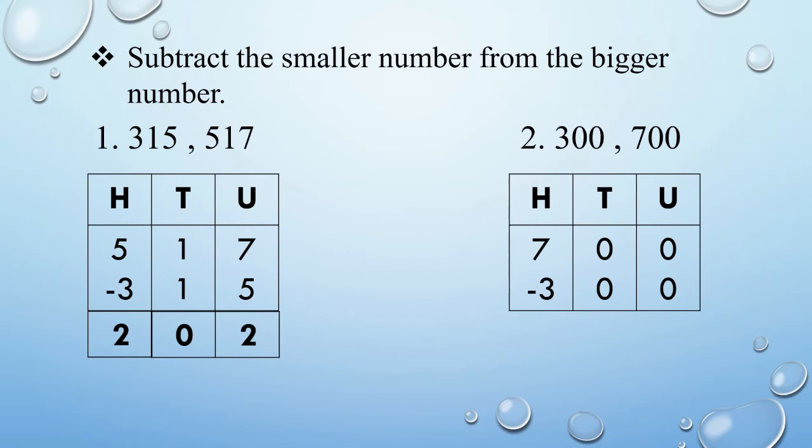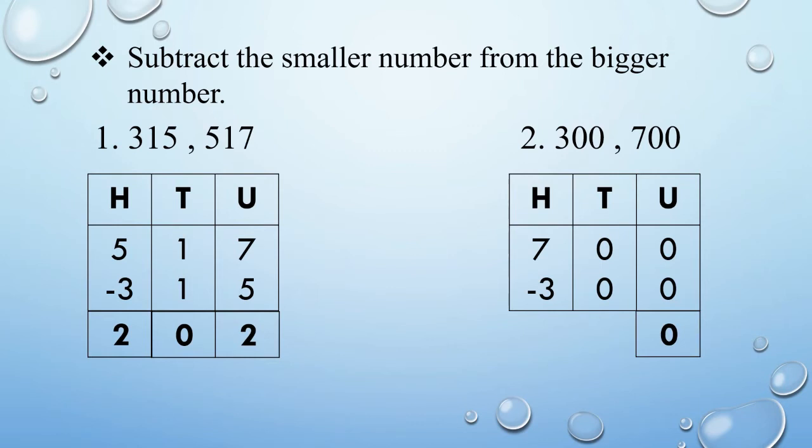Now let us move to the next one. Next sum here. 300 minus 700. We will start from the bigger number, that is 700. 7 hundreds, 0 tens and 0 units. Now the 300, 3 hundreds, 0 tens and 0 units. So we will begin the subtraction from the unit side, that is 0 units minus 0 units is, student, 0. Very good.